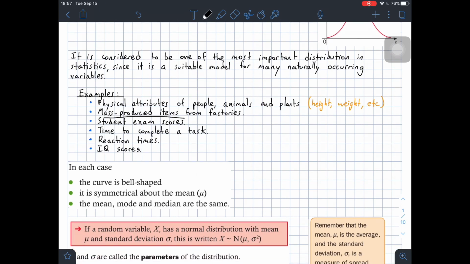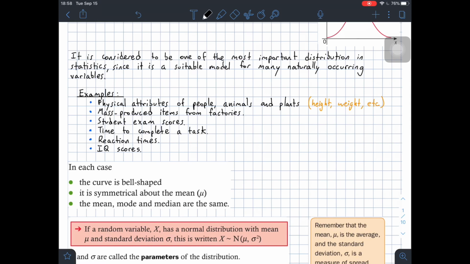Then also mass-produced items from factories. Let's say we have a hamburger factory, which needs to make 500-gram burgers each time, right? So machines are calibrated in a way in which the cut of the meat will be done such that the meat will weigh 500 grams, right?